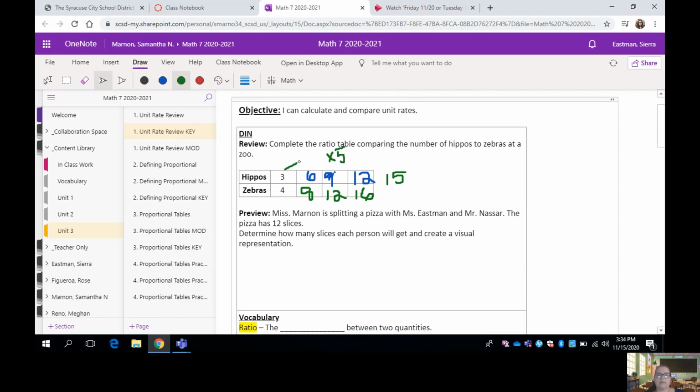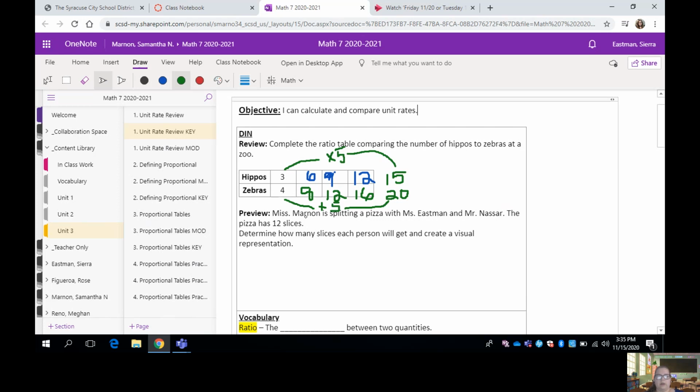Instead of counting all the way up by 4s, we can go 4 and multiply that by 5 as well and get all the way to 20 here. Okay, and we see that matches our pattern. I added 3 and then I added 4. Now let's try our preview question.